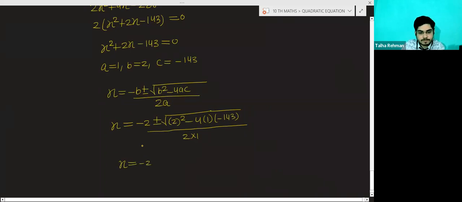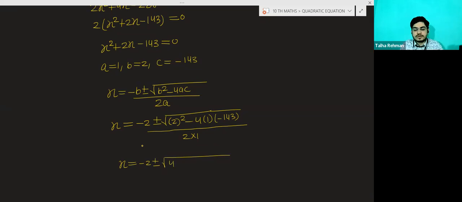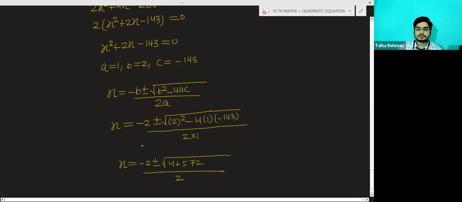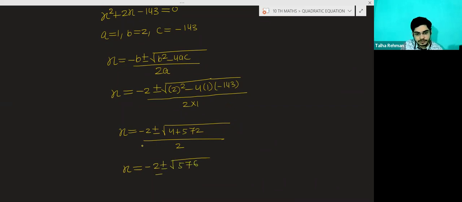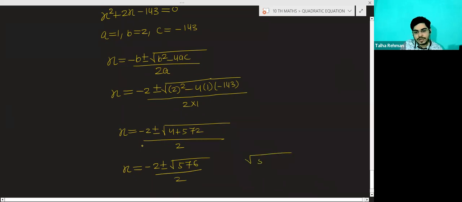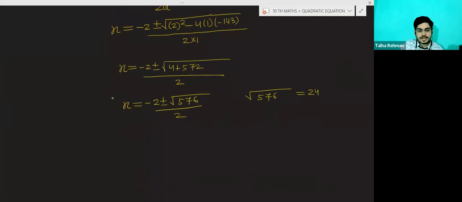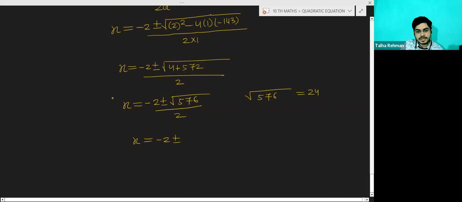x is equal to minus 2 plus minus. Here you will have 4 and 143 multiplied by 4, and minus minus plus. You will get 572, I think. Divided by 2. Again, you can write x is equal to minus 2 plus minus under root of 576 divided by 2, and root of 576 is equal to 24. So here you can write x is equal to minus 2 plus minus 24 divided by 2.